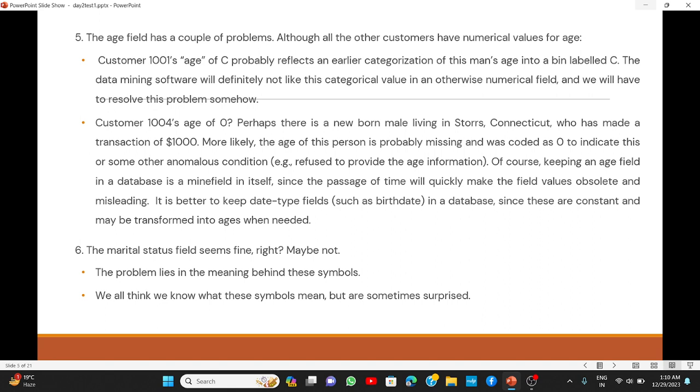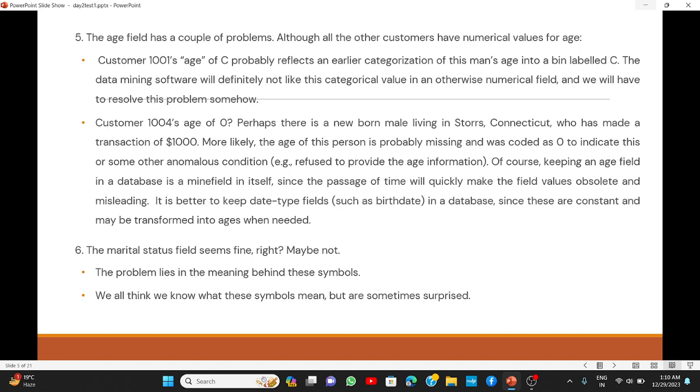Of course, keeping an age field in a database is a minefield in itself. Since the passage of time will quickly make the field values obsolete and misleading, it is better to keep date-type fields such as birth date in the database, since they are constant and may be transformed into ages when needed.